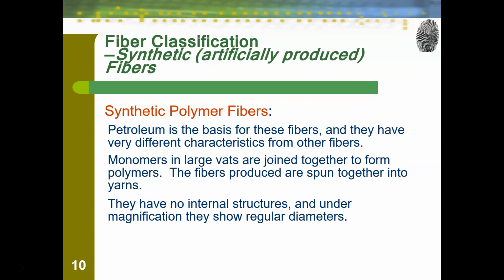This is compared to synthetic polymer fibers, our second classification of synthetic fibers, and these are petroleum-based. So the other ones were cellulose-based. These are petroleum-based, which gives them a lot of different characteristics. And these are made by putting petroleum monomers in large vats and joining them together to form polymers and then spinning them into yarn. They have no internal structures and under magnification will be completely regular. Unlike our natural fibers that are going to have a lot of variation because nature, these are going to be very similar to each other.